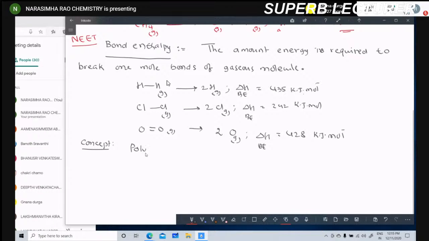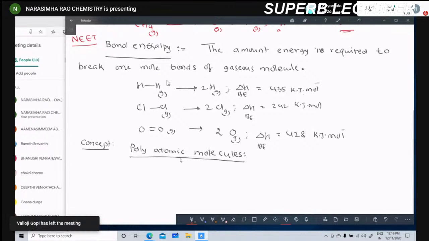Polyatomic molecule. What is a polyatomic molecule, children? Do you know? A polyatomic molecule is a molecule which contains more than 2 atoms. Poly means many, more than 2. That is called a polyatomic molecule.